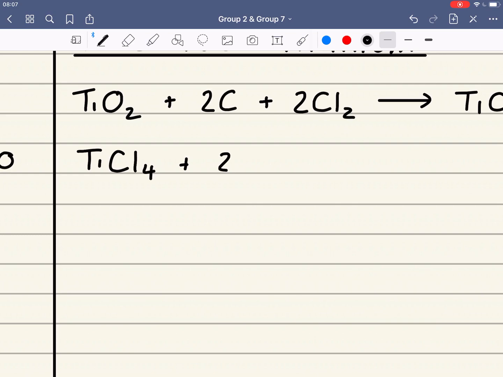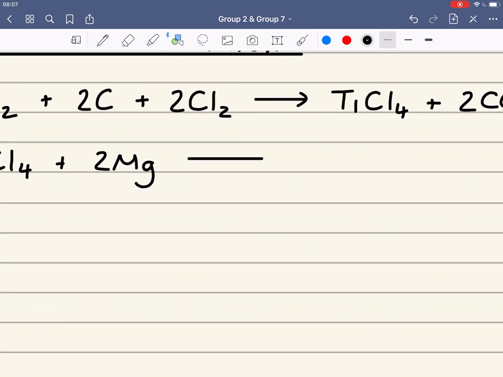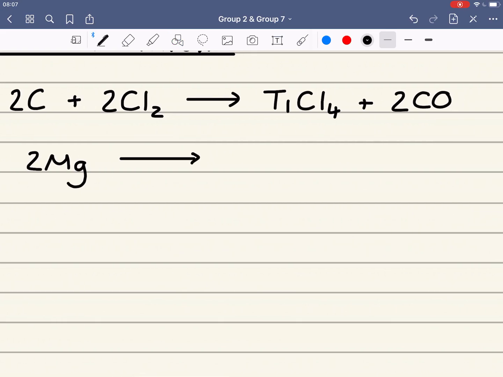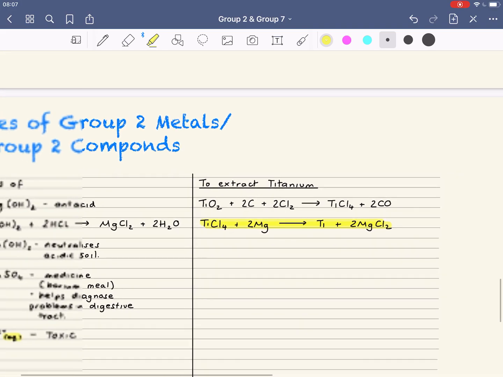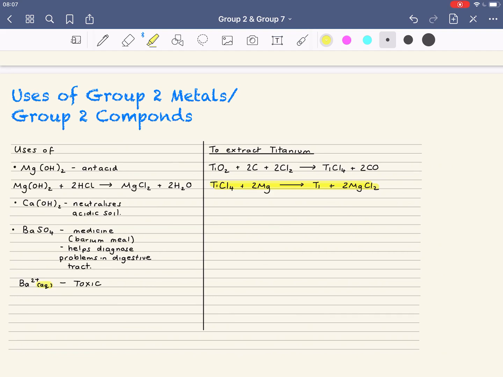And what we use then is magnesium. And this really is just a metal displacement reaction. And we get titanium metal and 2 magnesium chlorides. And it's this equation that you need to remember because it's the one that involves the group 2. Titanium would be used a lot more. Unfortunately, it is very, very expensive to extract. And that is the uses of group 2 metals and their compounds.